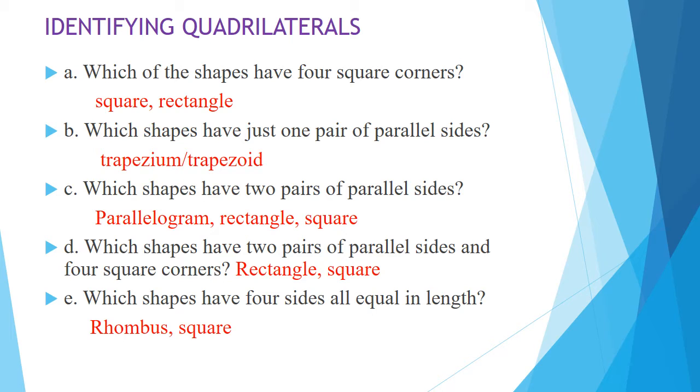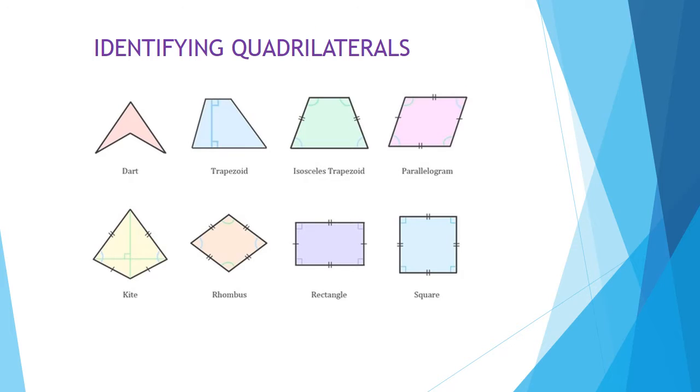Maybe let me put this question to you. So which of the shapes has no parallel sides? So I think we answered that. So that is what? The kite. Kite has no parallel sides. Now let's move on, identifying quadrilaterals. So just like what I said in the introduction, if you look at the first shape, which is like a dart, it has four sides, so it qualifies as a quadrilateral.